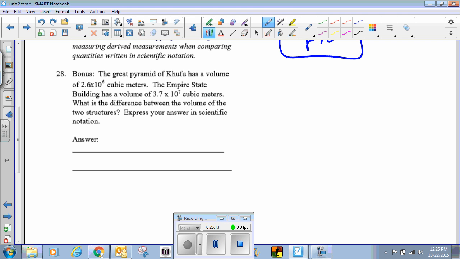Okay. And last but not least, I'm sure you all know what the bonus was. It's asking for the difference. And everybody in here knows that difference means subtract. If I'm finding the difference, I'm going to take the bigger minus the smaller. Doesn't really matter.